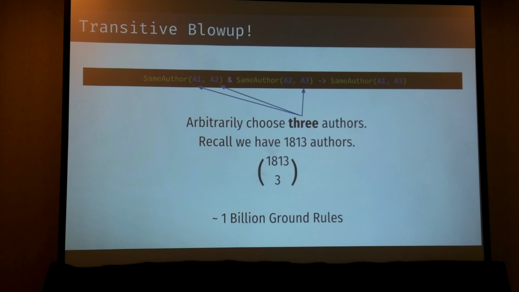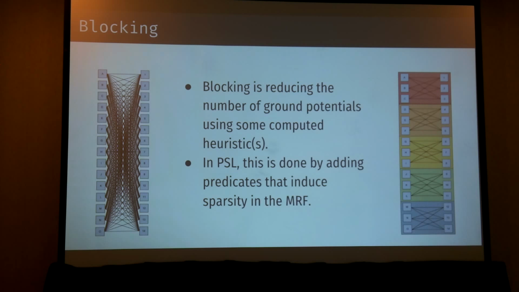Yeah, so we have this transitive blowup because we have this very intuitive rule, but the number of ground rules for this is cubic in the number of authors we see. And that's pretty large. That's one thing you have to be careful of when modeling: when I put in this rule, am I putting in a rule that's going to blow up my model? Transitive rules are very notorious for doing this because you usually have this cubic relationship. So what can we do to make this better? What we typically do in PSL is a tactic called blocking.